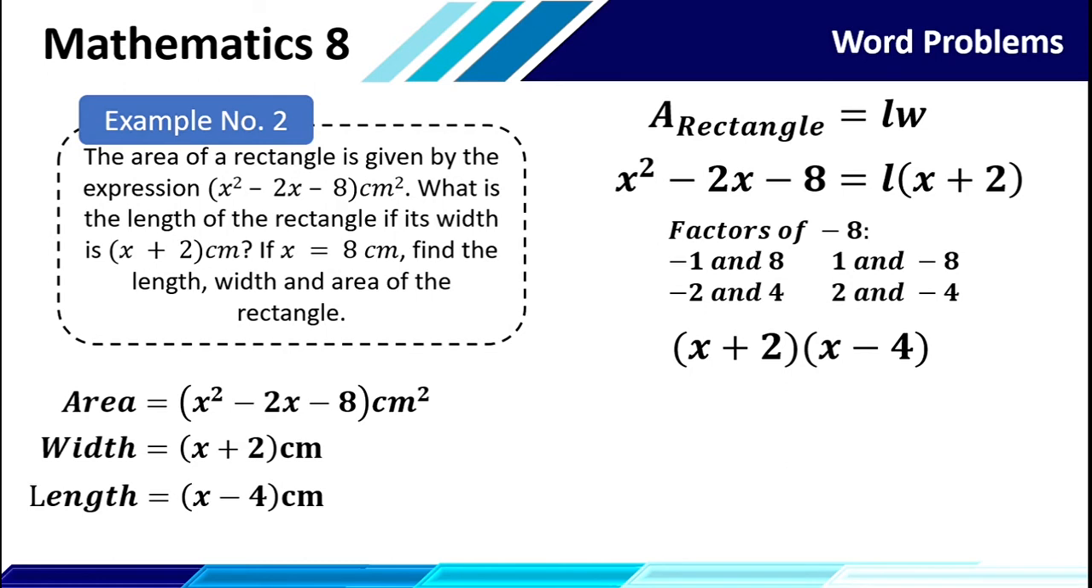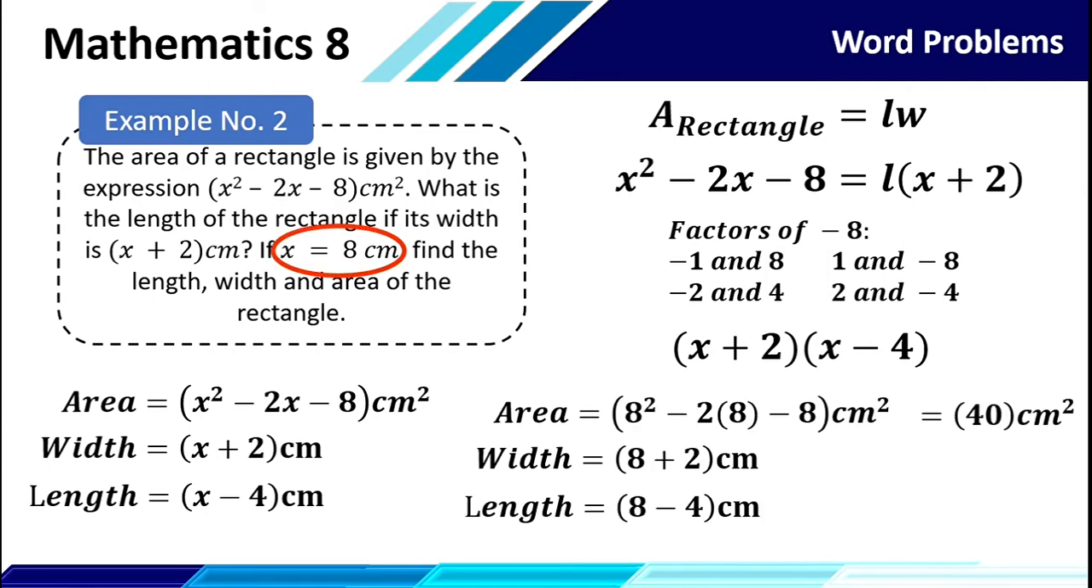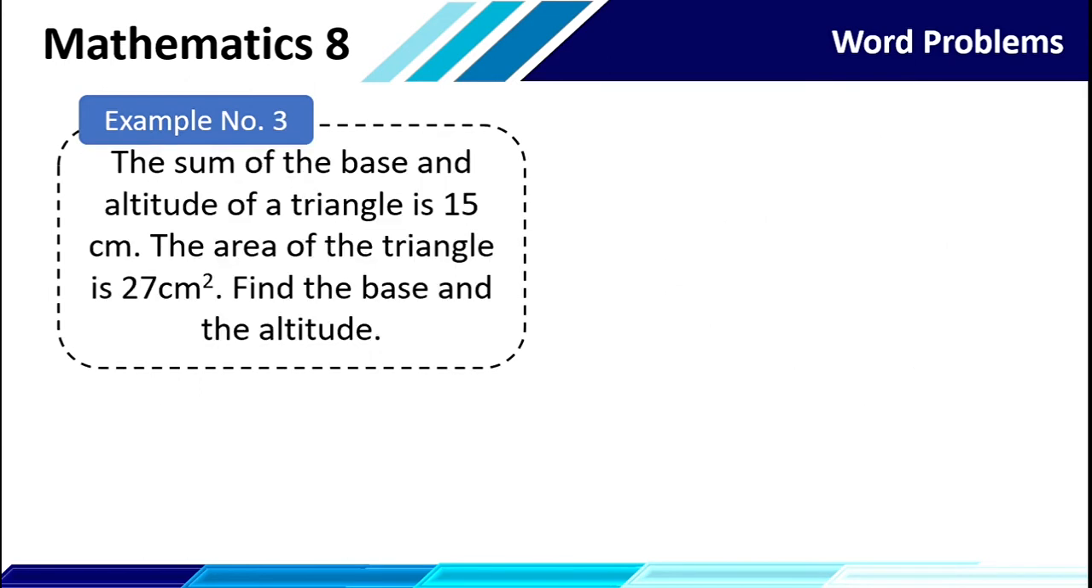In our problem, we are asked to find the length, the width, and the area of the rectangle given that the value of x is equal to 8. Therefore, let's just substitute x with 8. Our area would be 40 centimeters squared, our width would be 10 centimeters, and our length would be 4 centimeters. Let's have the third example.